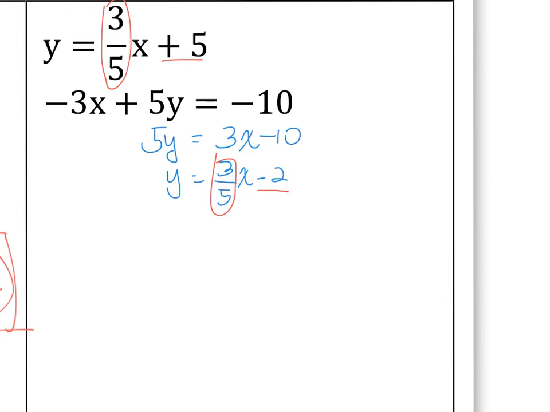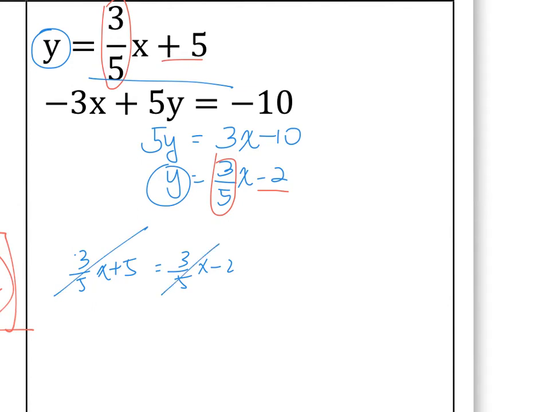And let's prove this by substitution. So I'm going to take 3/5 x plus 5 and set it equal to 3/5 x minus 2. And I can cancel 3/5 x, and 5, as you can see, does not equal -2. So no solution.